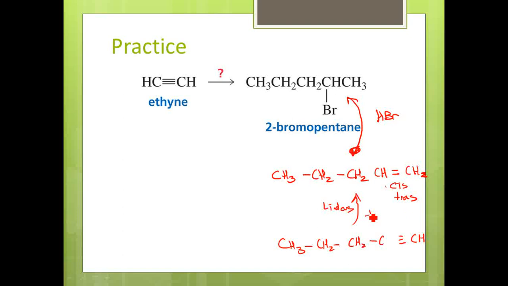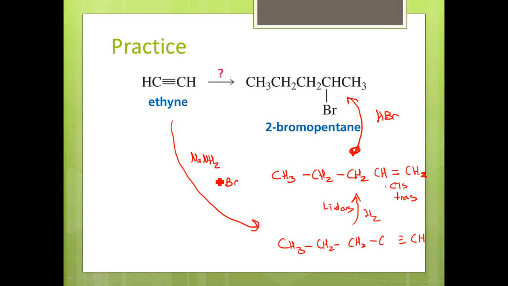Oops. That H should not be there. The reason it doesn't matter is because it doesn't matter if the product is cis or trans. So I'm going to use Lindlar's catalyst with the hydrogen, and that's mainly because I don't want to go down to 78 degrees below 0.